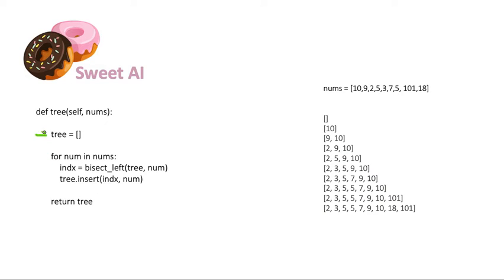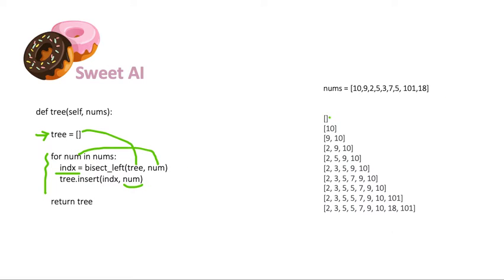Let's say we define a list, an array, and we iterate over this array of integers, and at each point we are going to give the tree and the value that we are getting at that point, and then this bisect is going to tell us where we should insert that value in the tree to keep it in increasing order.